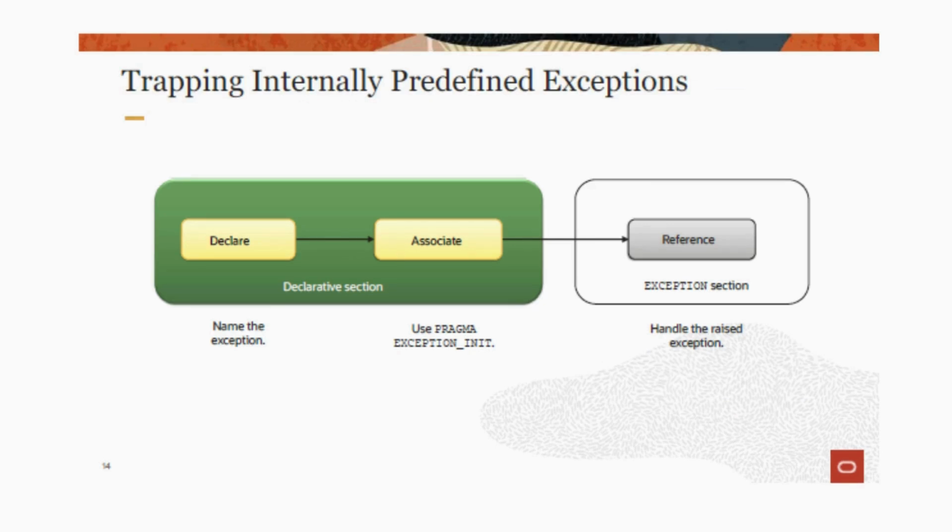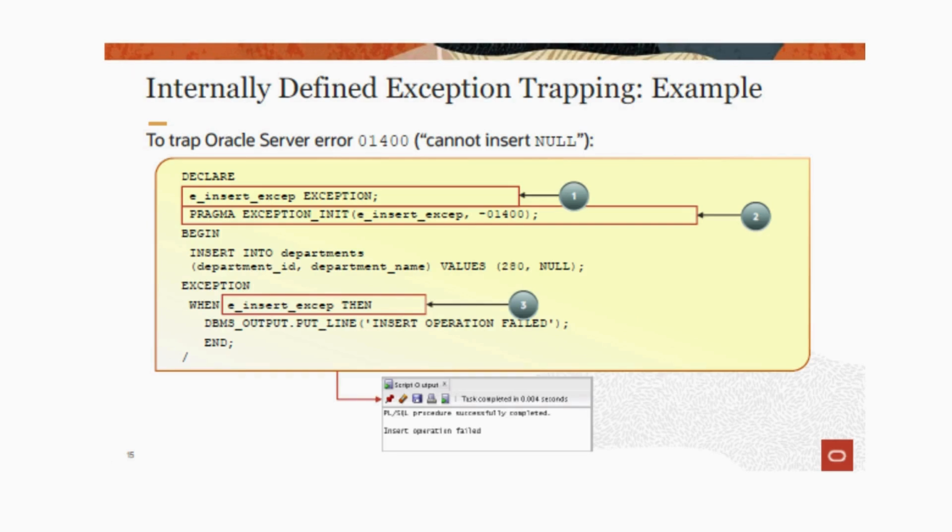You define exception blocks for internally defined exceptions by using the pragma exception_init function. You declare an exception name and associate it with an internally defined exception in the declarative section. Pragma exception_init associates an exception name with an Oracle error number. This enables you to refer to any internal exception by name and to write a specific handler for it. The example in the slide illustrates the 3 steps in defining an exception block for internally defined exceptions.